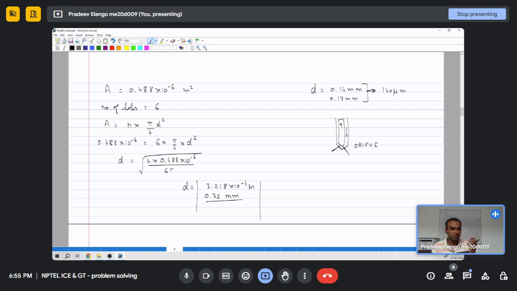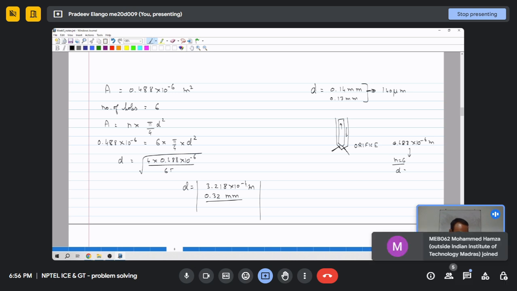The total area of all the holes is called the orifice area, and that has to be some value like 0.488 into 10 power minus 6 meter square to satisfy our condition, like to satisfy the engine with 200 kilowatt, 6 cylinders, with a BSFC of so and so, and when the pressure difference across the orifice is like 305 bar. Then we need a total orifice area of 0.488 into 10 power minus 6 meter square. And assuming we go with six holes, the diameter has to be 0.32 mm.